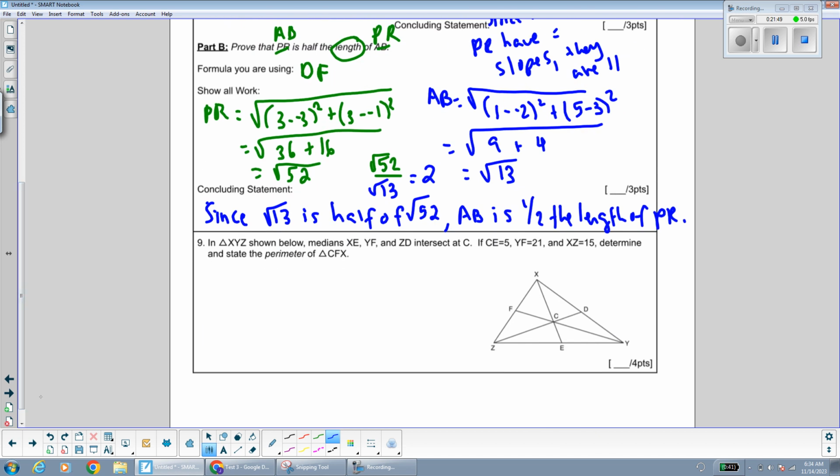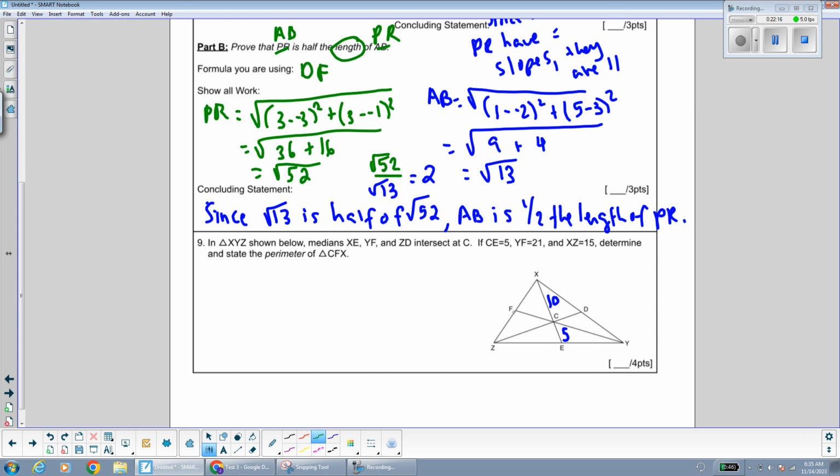Okay, this one over here, we have medians. Medians connect midpoint to opposite vertex. And the big thing about medians is that they meet to form the centroid. And the centroid splits each of the medians in a 2-to-1 ratio. So if CE is 5, CE is the shorter part of this median. So that's the 1 part of the ratio. So the 2 part of the ratio would have to be 10.